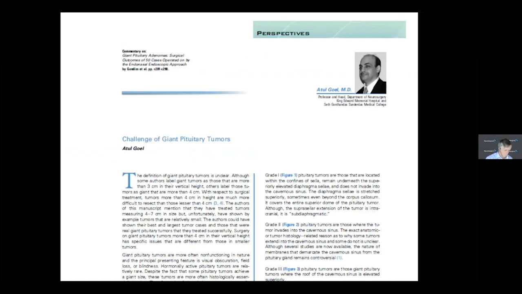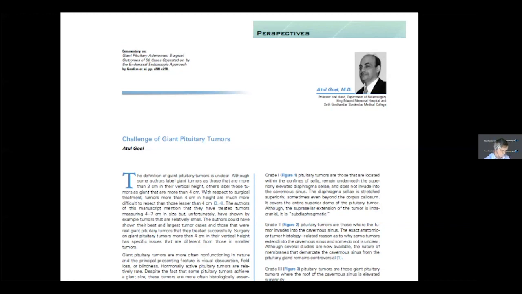They are benign tumors. You do a good job, you do a radical job. Of course, the recurrence rate is much higher than smaller tumors, but in giant tumors, the tumors are not malignant, more often than not. So radicality of your surgery is the issue. The question for you is whether you understand these giant tumors.